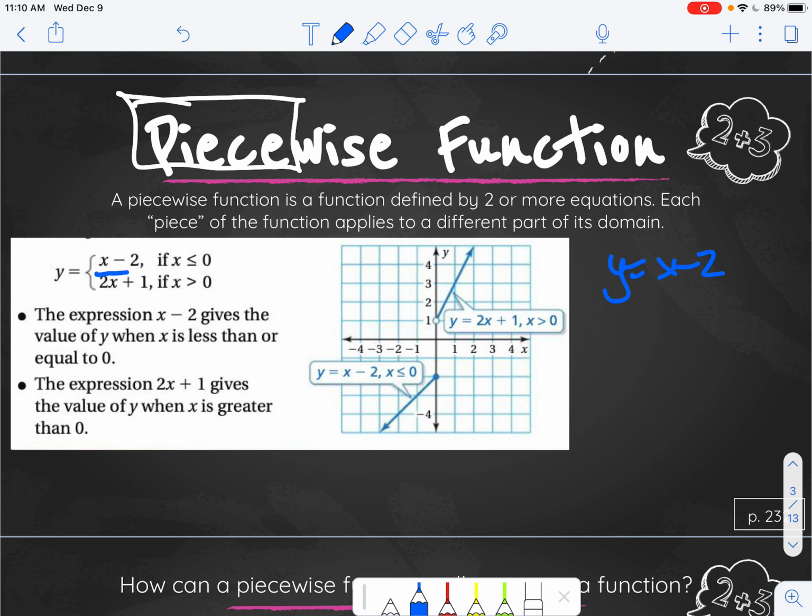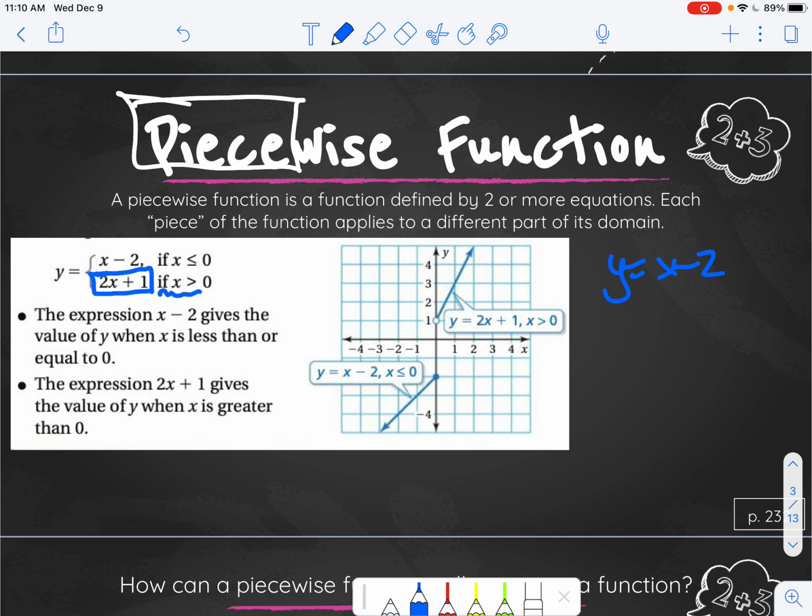Now we look at a different function, 2x plus 1, and if we were to graph that whole thing, here's the y-intercept at positive 1. If we were to graph it, it would look something like that. But they say we only want to use this line when x is greater than 0. So we take off anytime that x is not greater than 0, and that's how we get this top half right up here.